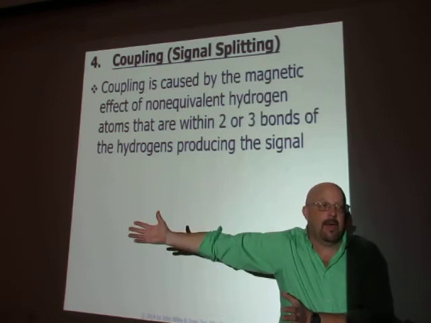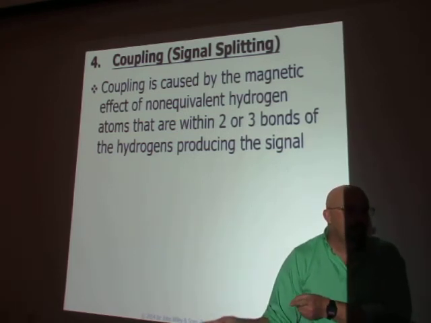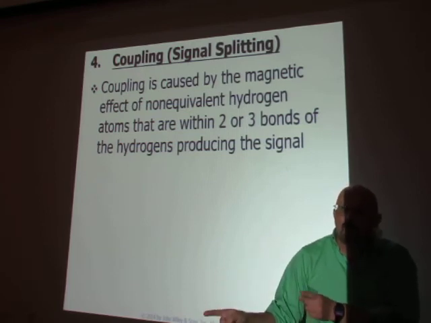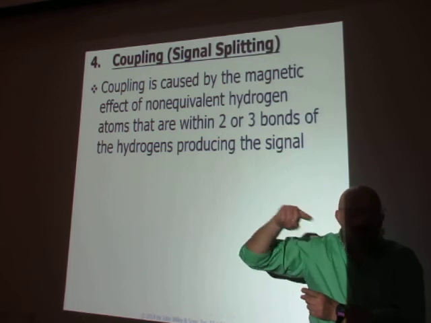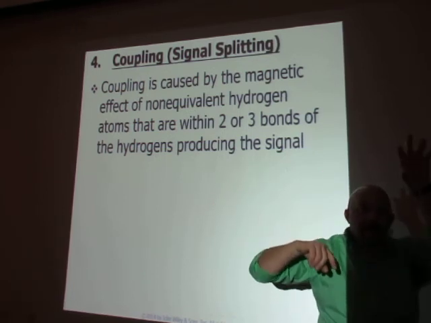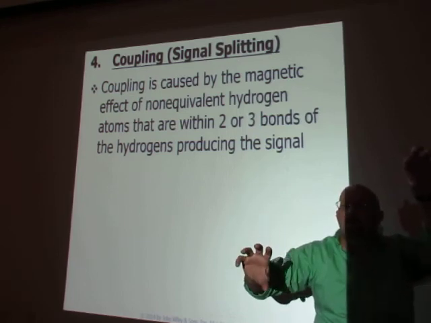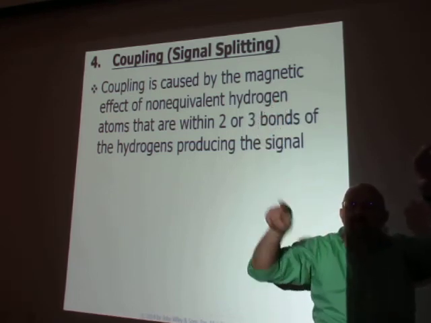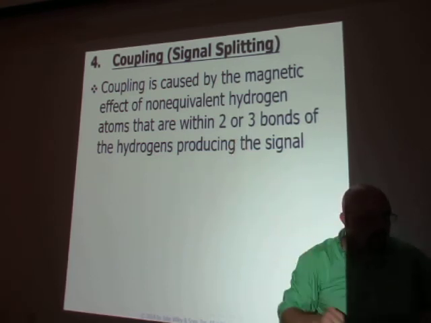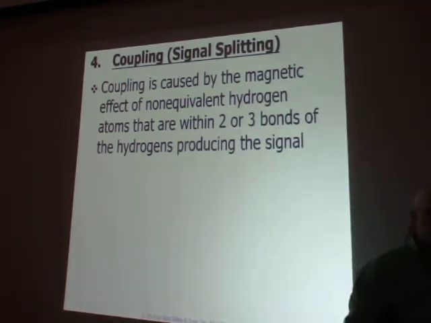Any further than that, it's not going to split. It must be the next door carbon, protons on the neighboring carbon, and that would be 3 bonds away if you count. So if you've got a hydrogen on a carbon, and then you look at another carbon and it's got a hydrogen, those would be 3 bonds away from each other, so those hydrogens will split each other. So that would get us 3 bonds.